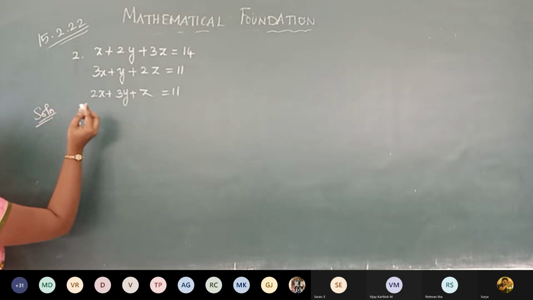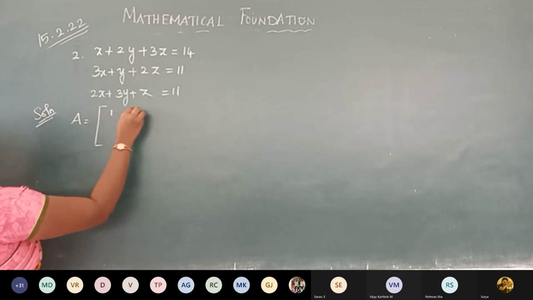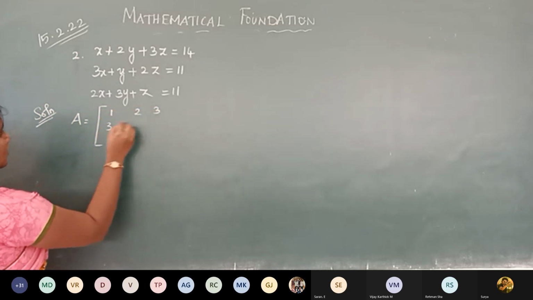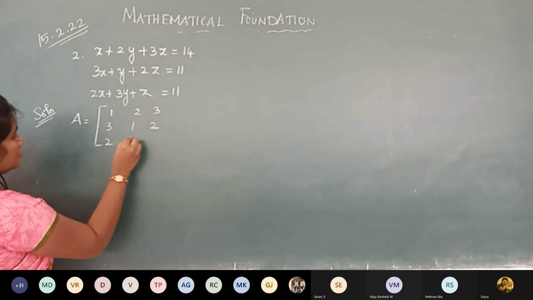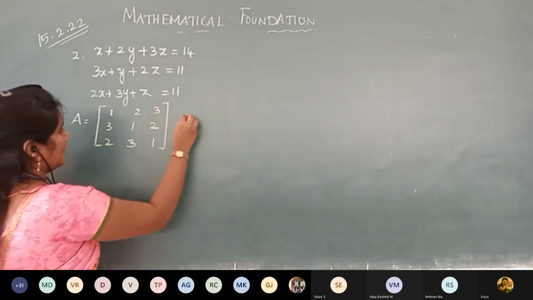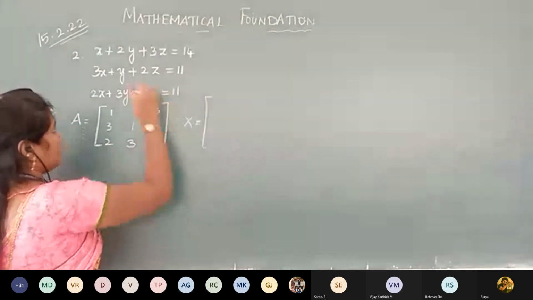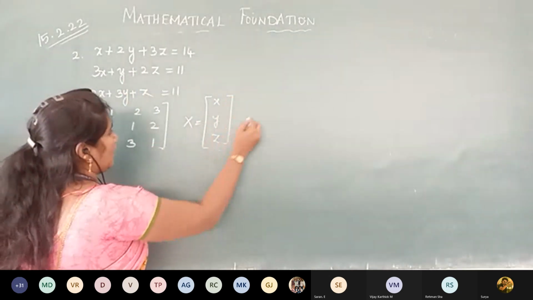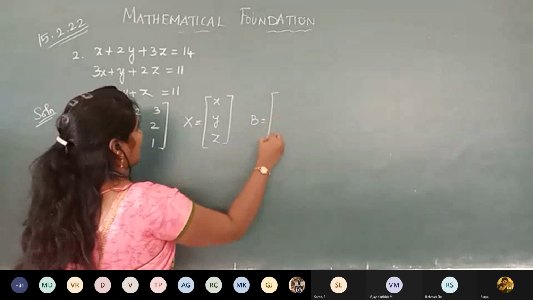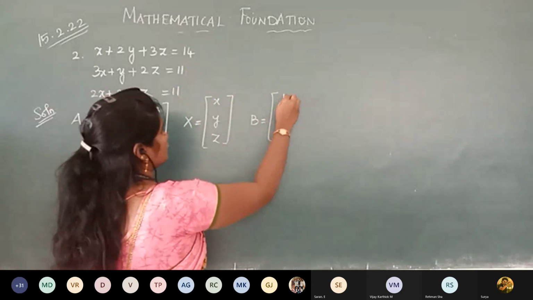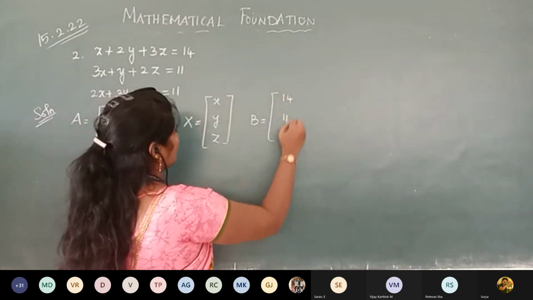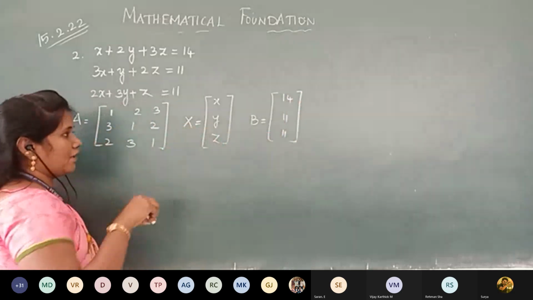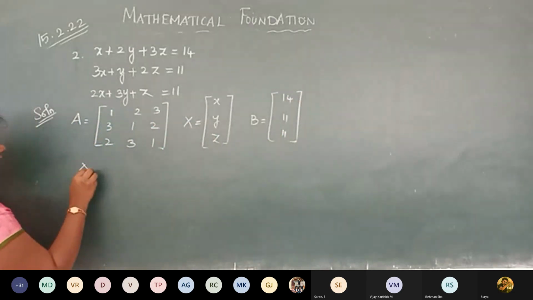So A is your matrix 1, 2, 3, 3, 1, 2, 2, 3, and 1. Your X is your variable. What variable is there? That variable will be X, Y, Z. And your B matrix is the matrix which is on the right hand side. So 14, 11, 11.